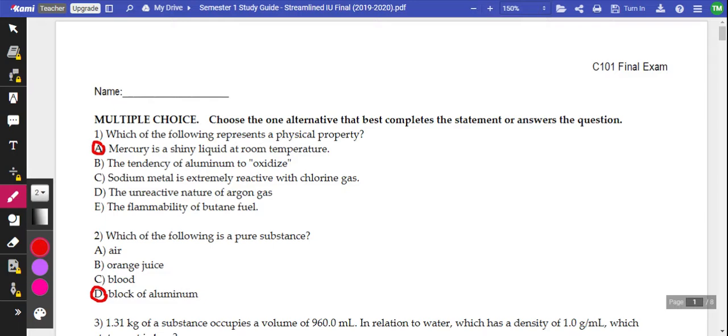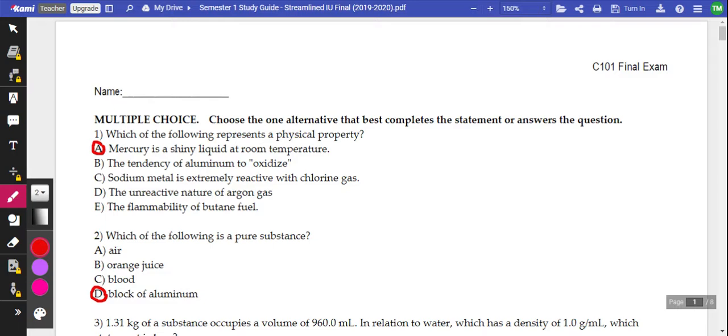So if something is shiny or bendable or hard or soft or dense or something like that, those are physical properties. So being shiny doesn't really change how mercury is acting chemically, but if aluminum can oxidize pretty easily, that has to do with how things chemically react. Oxidizing is kind of like, you think of it like rusting. A lot of times it's actually picking up oxygen, but we'll find later that oxidation can happen other ways.